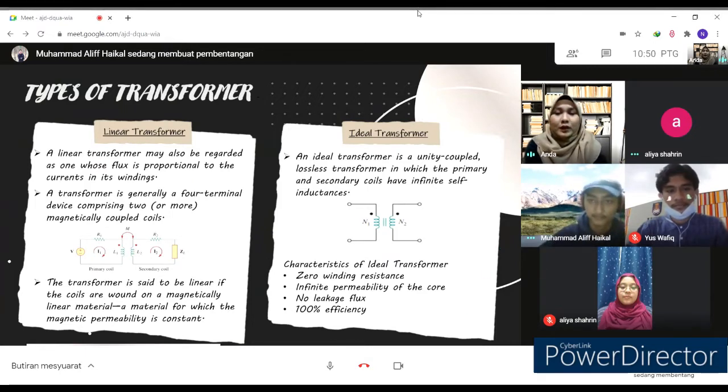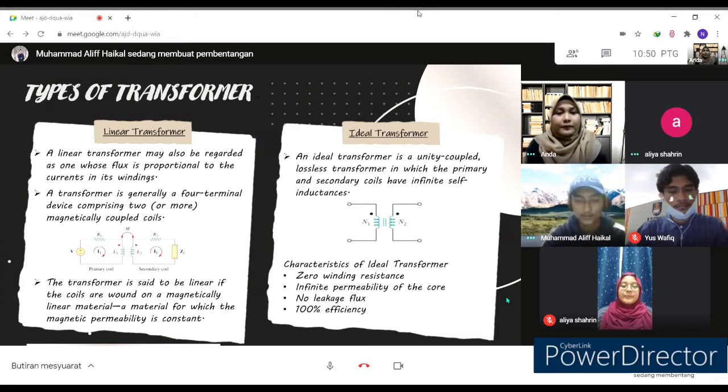The second one is the ideal transformer. The definition of an ideal transformer is an imaginary transformer which has no copper losses, no iron loss in the core, and no leakage flux. Characteristics of an ideal transformer: the first one is zero winding resistance. Second is infinite permeability of the core. Third is no leakage flux. And the last one is 100% efficiency.